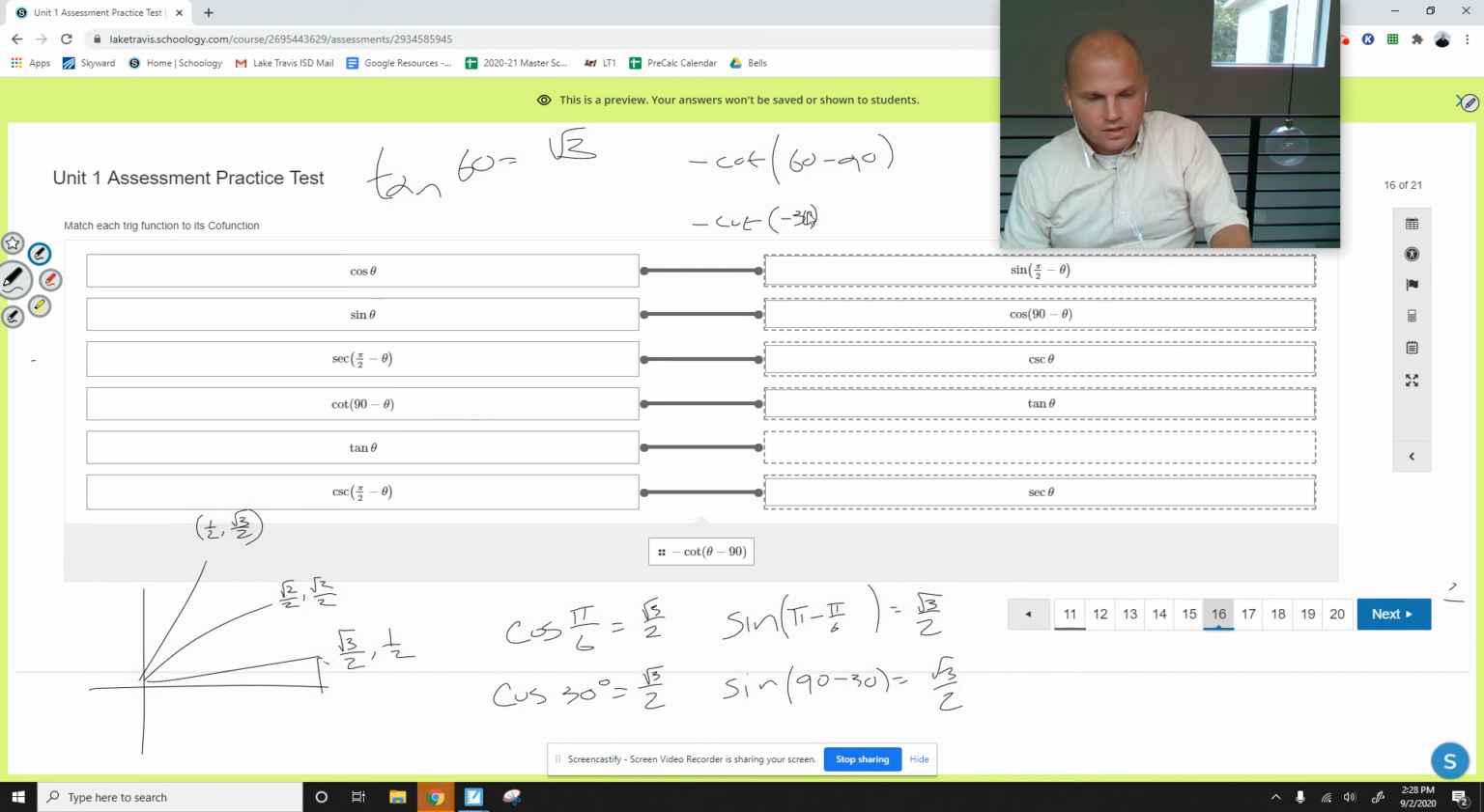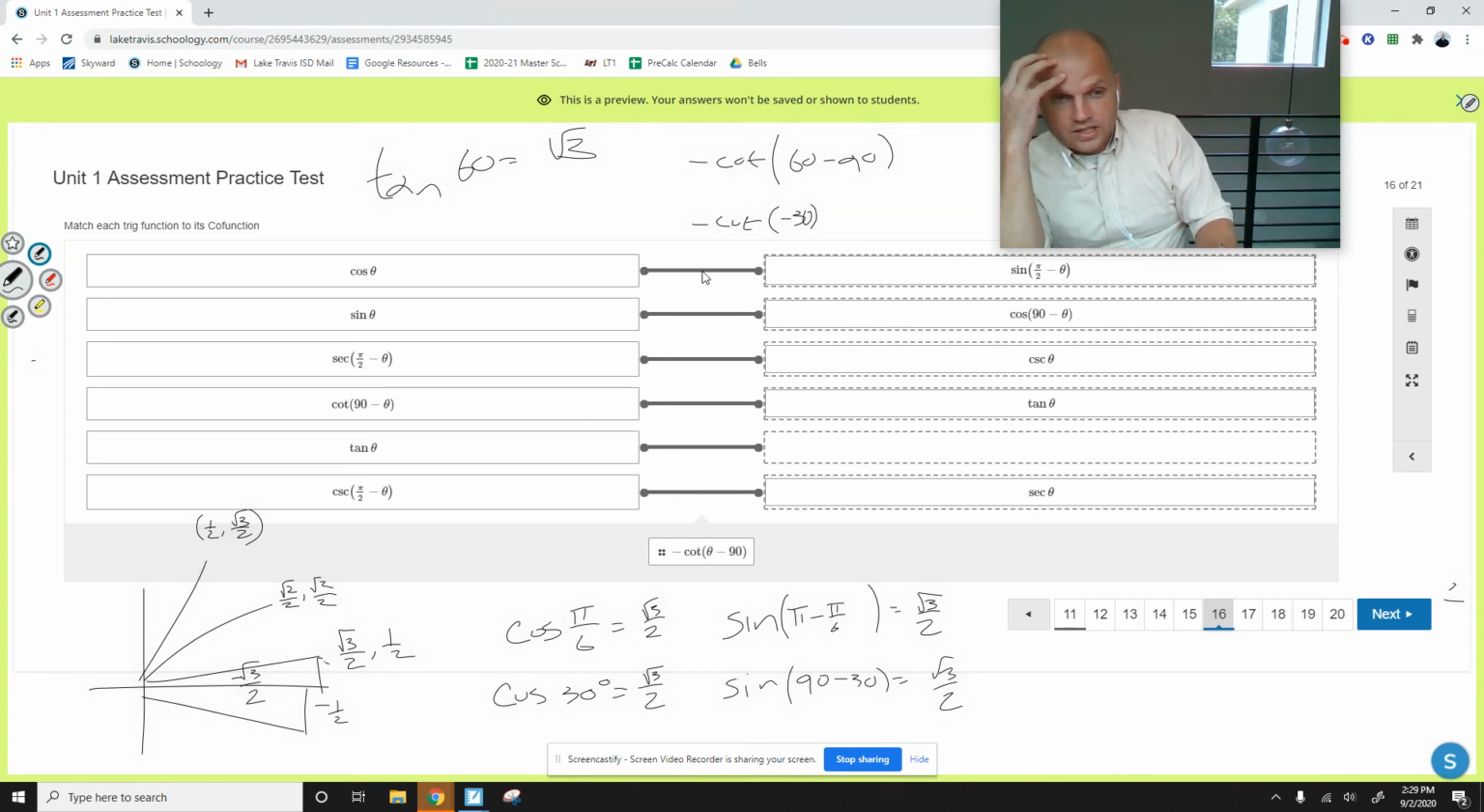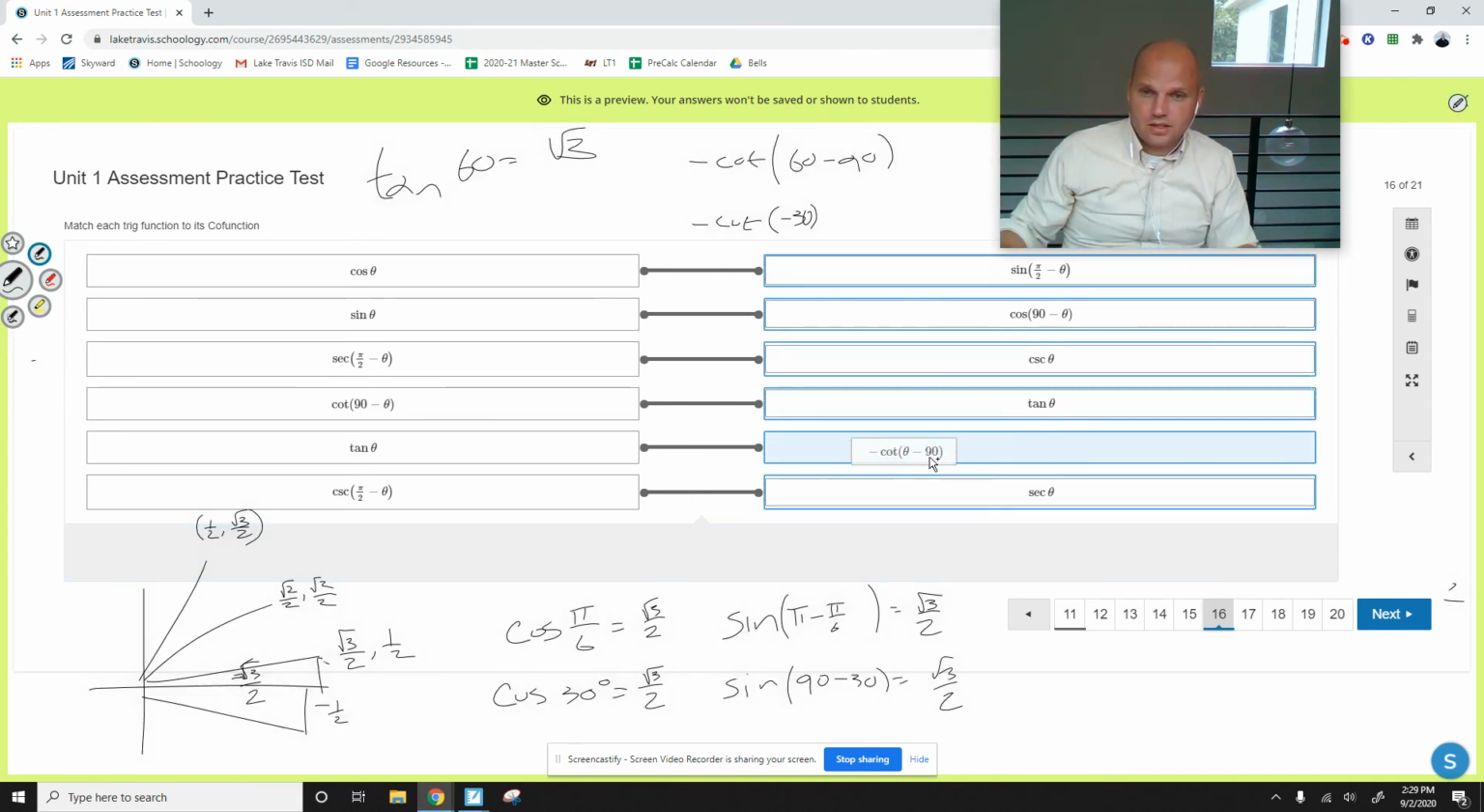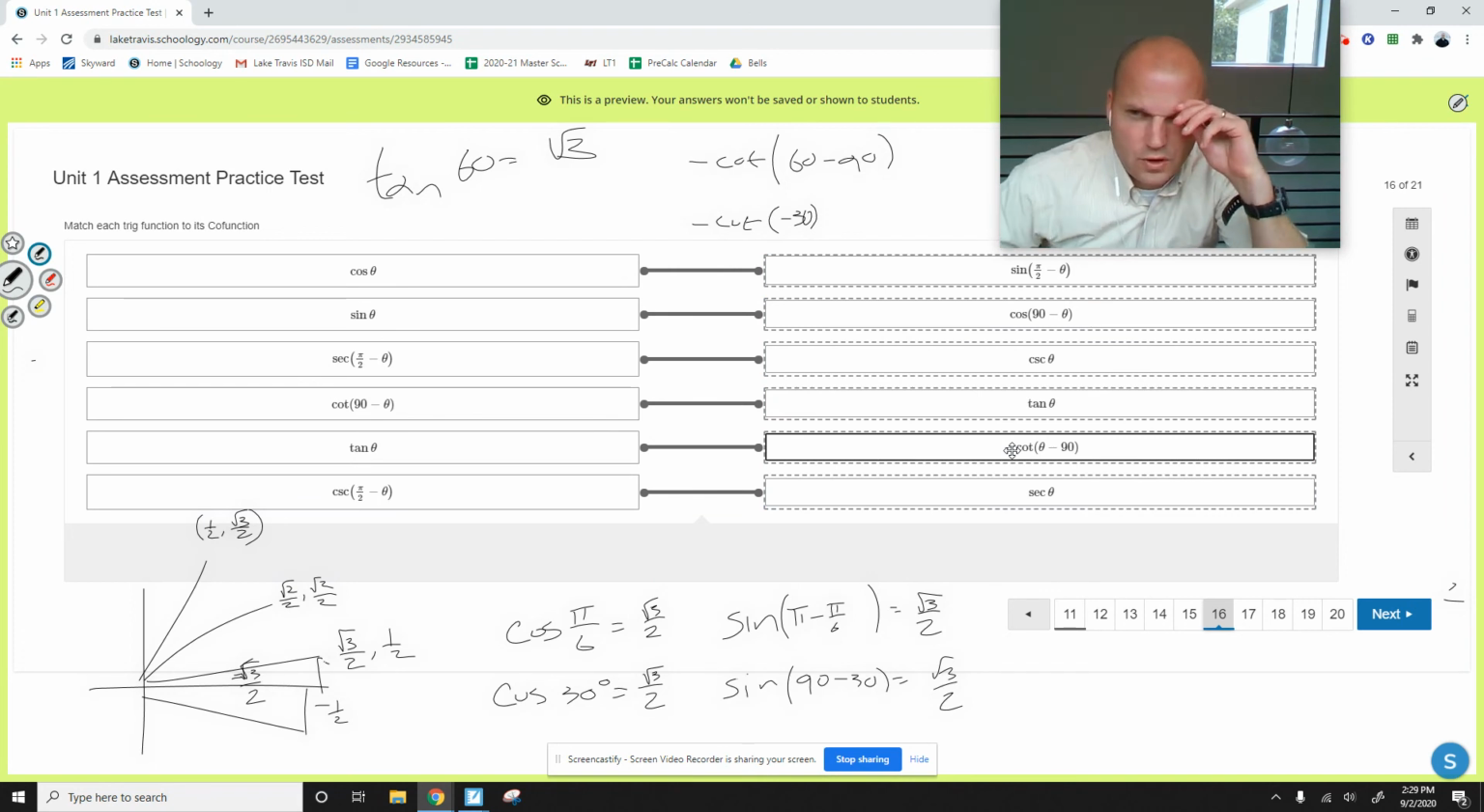Negative 30 degrees is here, and that's going to be a vertical of negative 1/2 and a horizontal of root 3 over 2. Cotangent is adjacent over opposite. So adjacent is root 3 over 2 over the opposite, which is negative 1/2. So that ends up with a negative root 3. We take the negative of that, it becomes positive root 3. That's why these guys are cofunctions with each other.